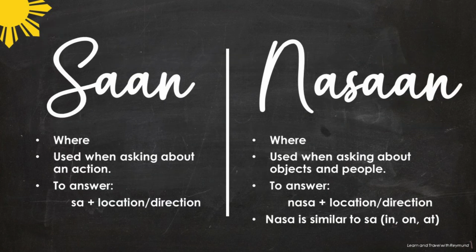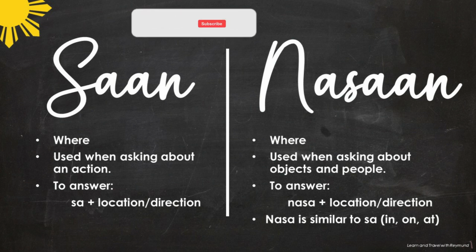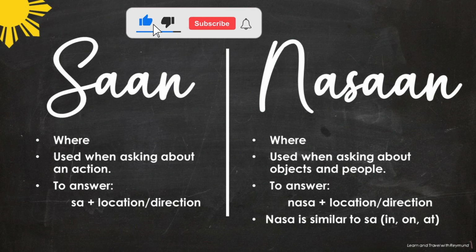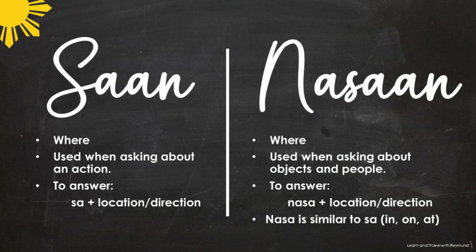Once again, saan and nasaan both mean where in English. But the word saan is used when asking about an action, and to answer a saan question, you'll have to use sa plus the location or the direction. While nasaan also means where, it is used when asking about objects and people. So to answer a nasaan question, the template is nasa plus the location or direction. When we say nasa, this is similar to sa, and it means in, on, or at in English.